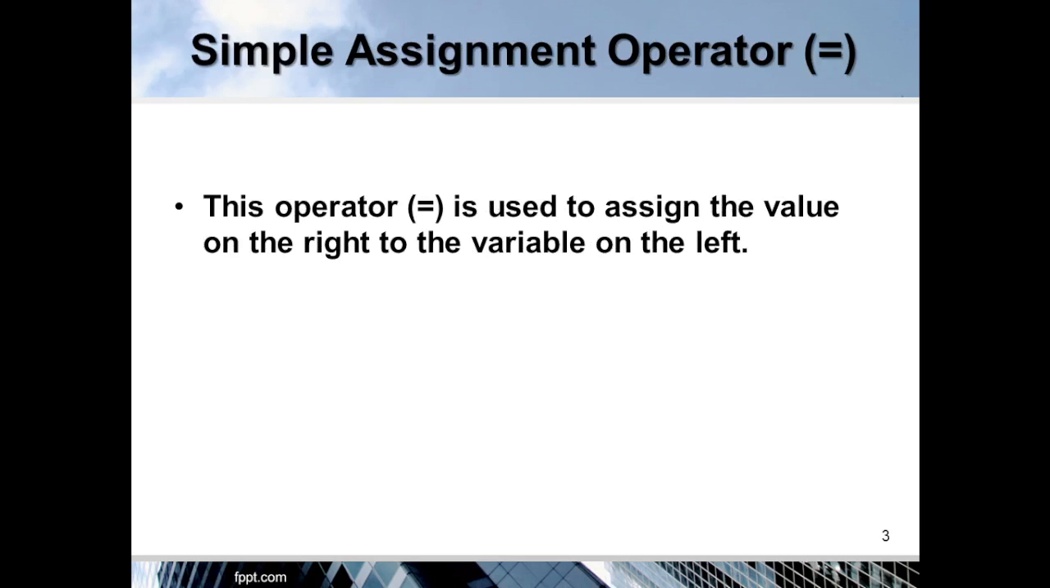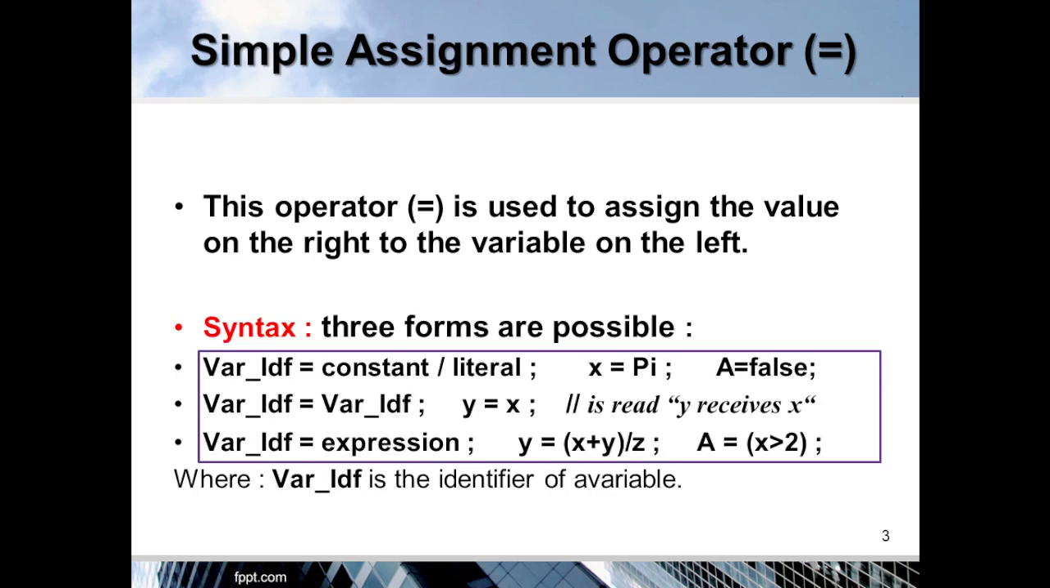This operator equal is used to assign the value of the right to the variable on the left. So القيمة اللي تكون على اليمين توضع للمتغير الموجود على اليسار. And we have three possible forms for the simple assignment. So we can have a variable that receives either constant or literal. كيقول constant معناتها ثابت، وكيقول literal معناتها قيمة. والقيمة كذلك تقدر تكون إما string or character between apostrophes, or an integer, or a float value, or Boolean value.